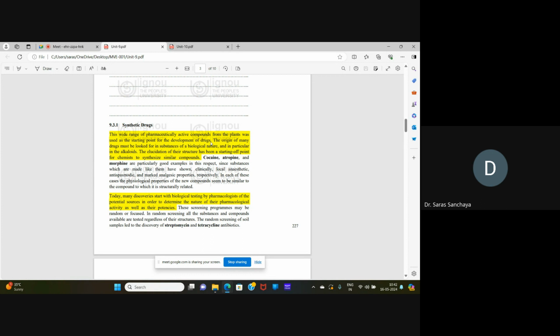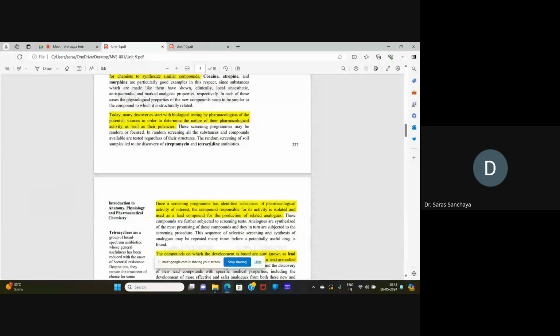Now, cocaine, atropine, and morphine are particularly good examples in this respect, since substances which are made like them have shown clinically local anesthetic, antispasmodic, and marked analgesic properties, respectively. Today, many discoveries start with biological testing by pharmacologists of the potential sources in order to determine the nature of their pharmacological activity as well as their potencies.